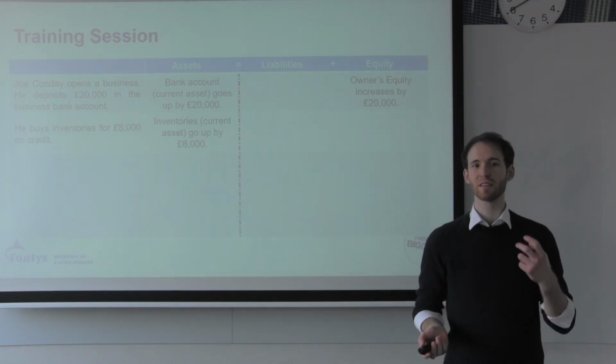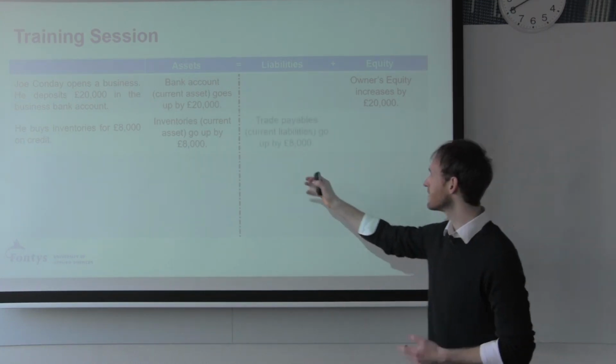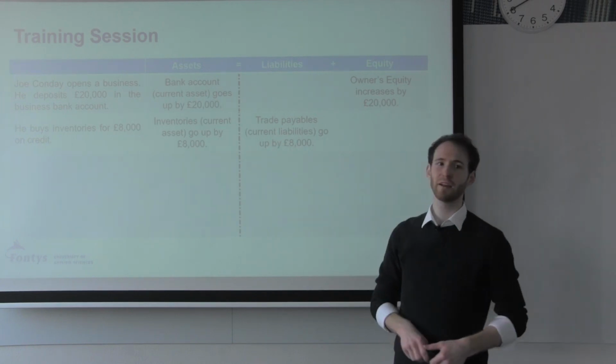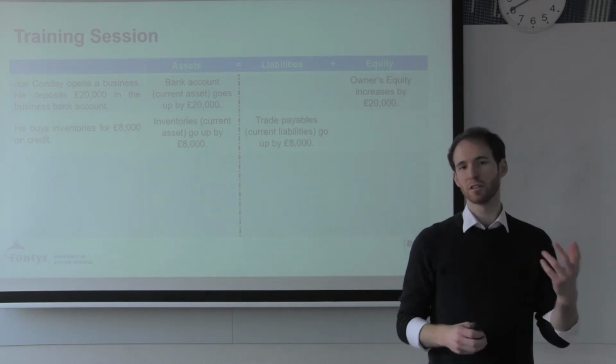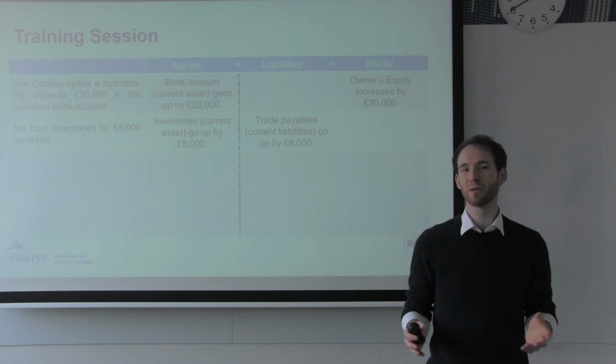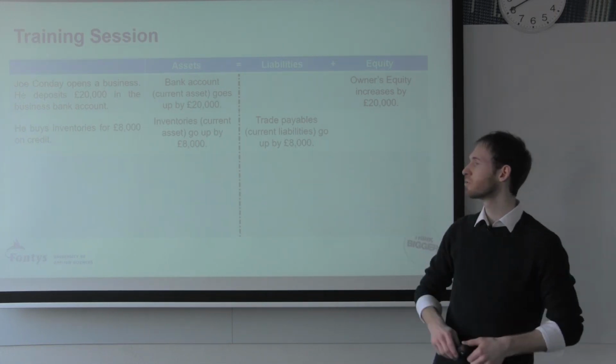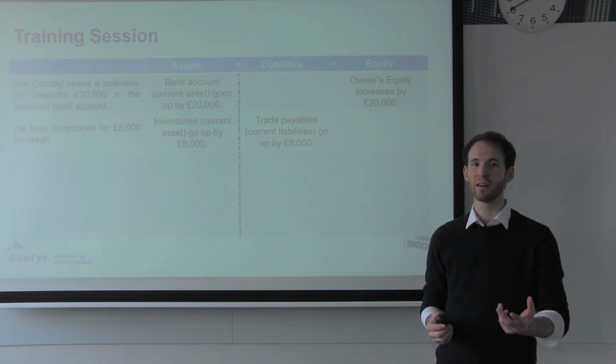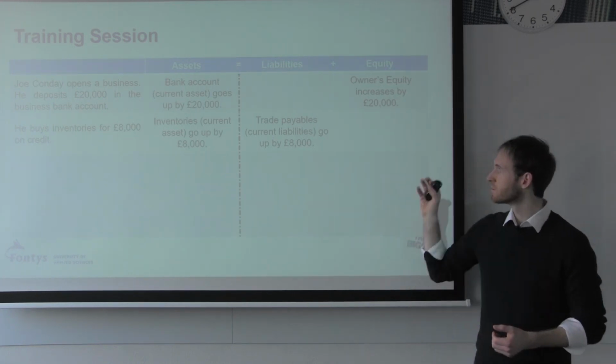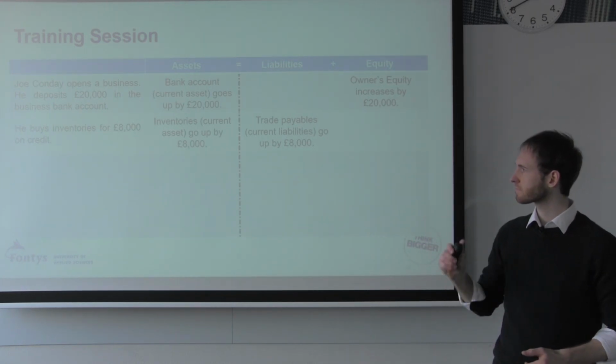But what also happens is a liability is created, because he has to pay them later, in the next month or something like that. He's not going to pay them in 2 years, so that's why it's not a non-current liability, but a current liability, which goes up by 8,000, and it's called trade payables. So it's also in balance again.